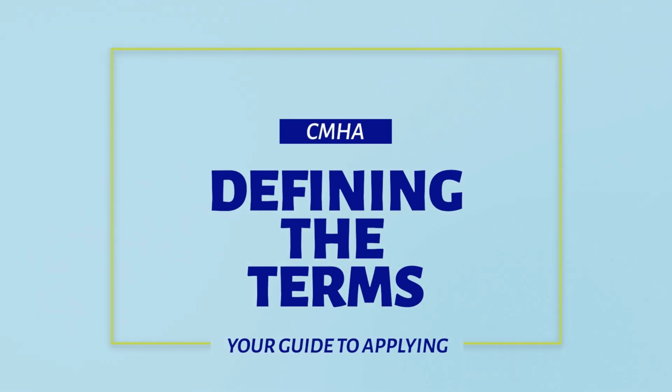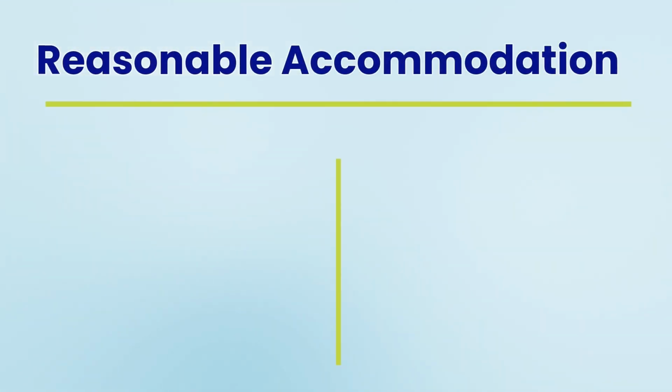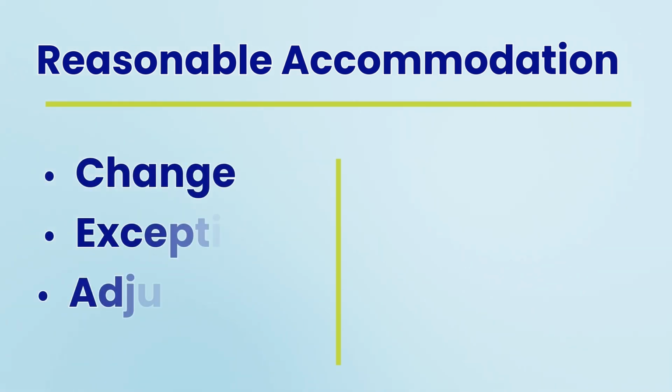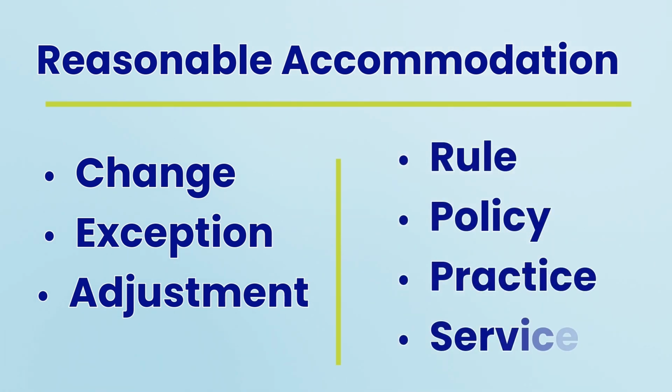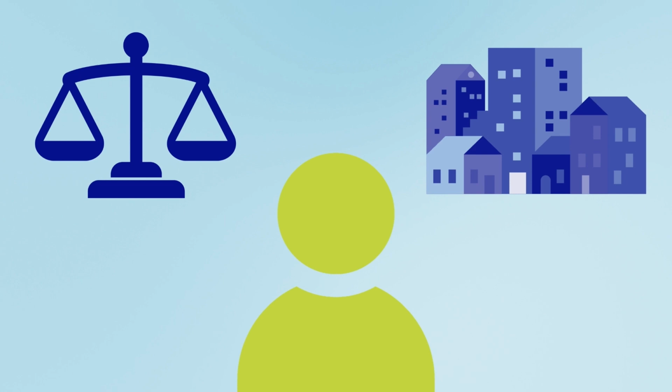First, let's define what a reasonable accommodation and a reasonable modification are. A reasonable accommodation is a change, exception, or adjustment to a rule, policy, practice, or service that may be necessary for a person with disabilities to have an equal opportunity to use and enjoy a dwelling, including public and common spaces. For example, moving a tenant to a unit that fits their accessibility needs.